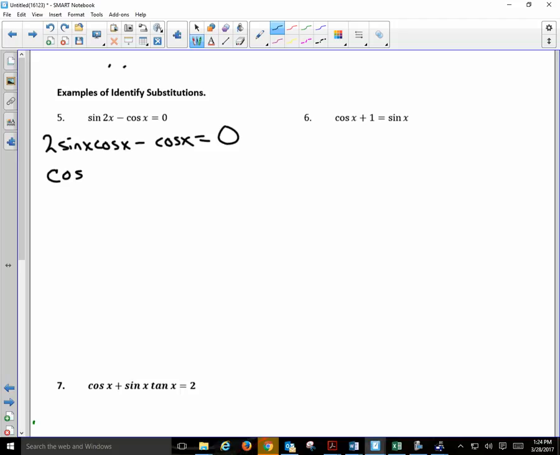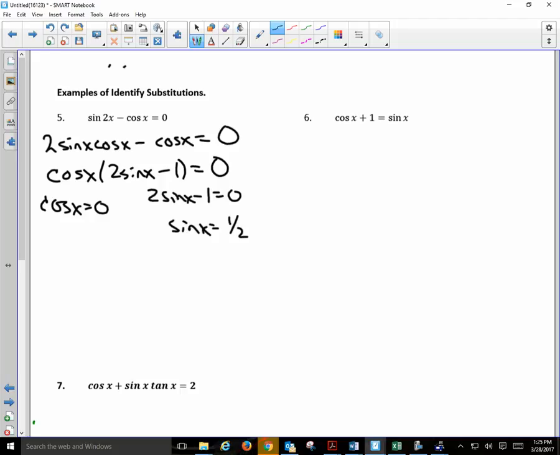Factor out a cosine. Cosine of x times 2 sine of x minus 1 is equal to 0. Sweet. Oh, you guys are smart. So now I got to solve where cosine of x is equal to 0 and where 2 sine of x minus 1 is equal to 0, or where sine of x is equal to 1/2. Well, from yesterday's lesson, do you remember where cosine is equal to 0? 90 and 270.